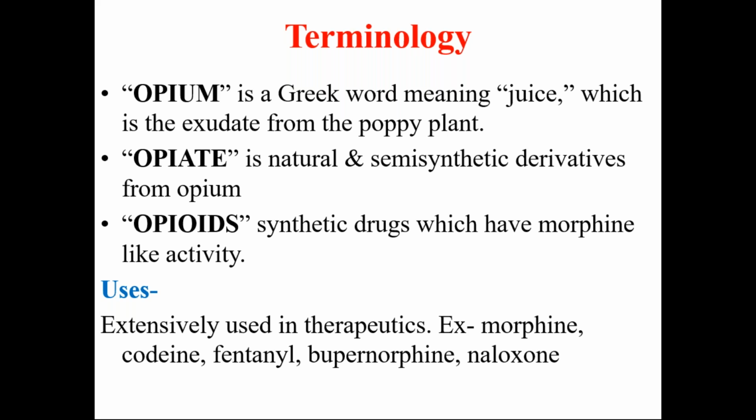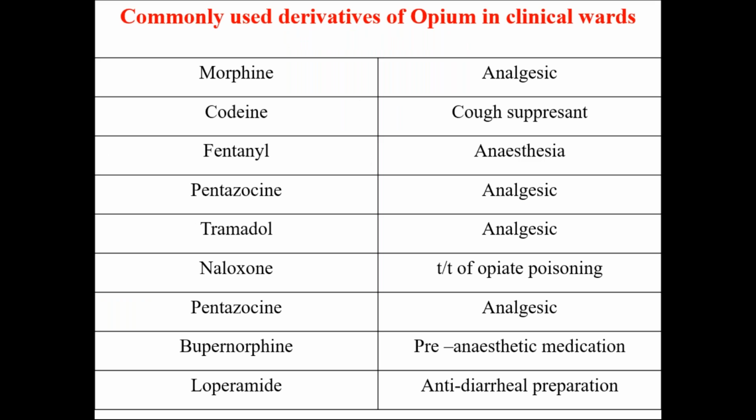What are the uses? It is used mostly in therapeutics. Examples: morphine, codeine, fentanyl, buprenorphine, and naloxone. These are the commonly used derivatives of opium in clinical settings.